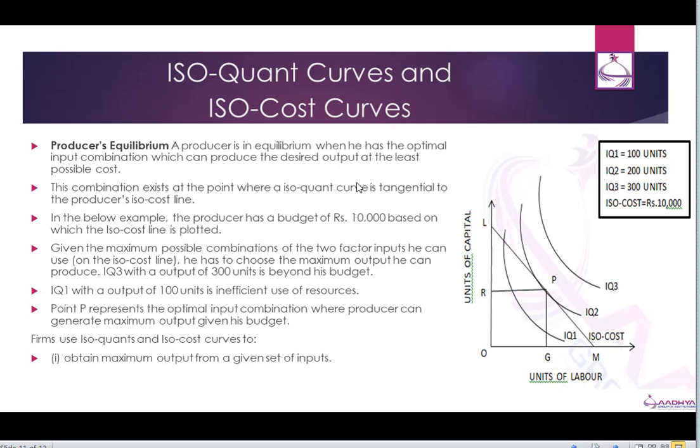So now, this isocost and isoquant line can be used to obtain the maximum output from a given set of inputs. Also, the combination of inputs to produce a given level of output.